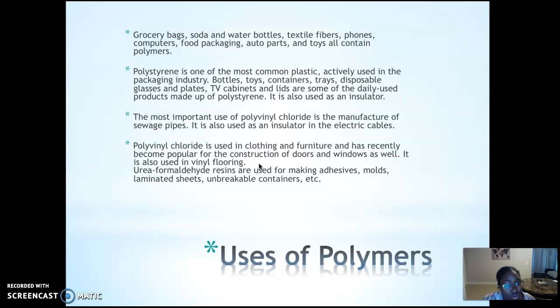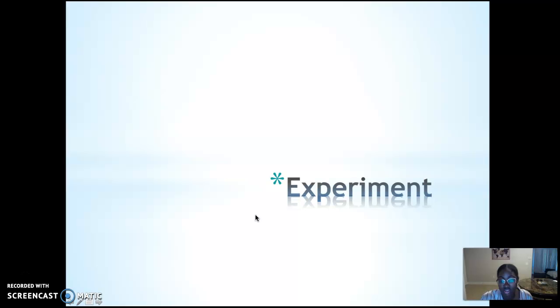Polyvinyl chloride is used in clothing and furniture and has recently become popular for the construction of doors and windows as well. It is also used in vinyl flooring, which is in your apartment sometimes, the artificial flooring. Urea formaldehyde resins are used in making adhesives, molds, laminated sheets, unbreakable containers, etc. So these are all different types of polymers that we use in our daily lives that we don't realize all contain the same thing, repeating elements over and over again. So very interesting. So, the experiment.